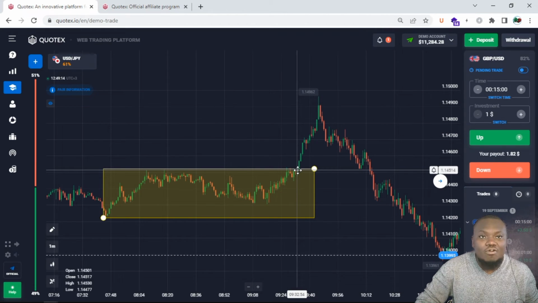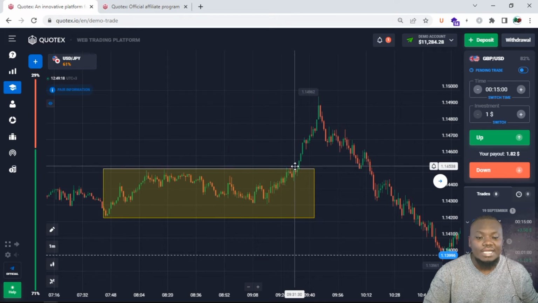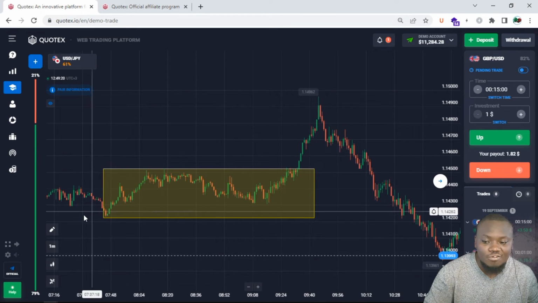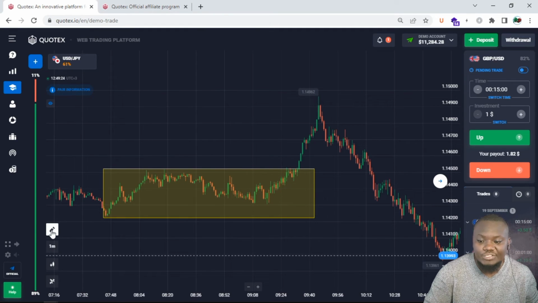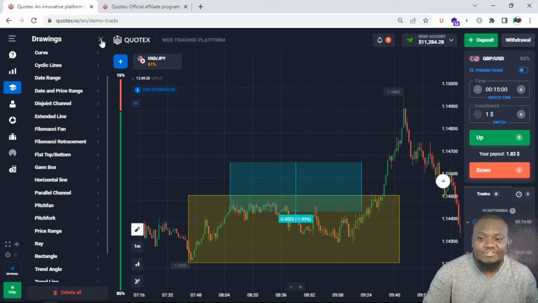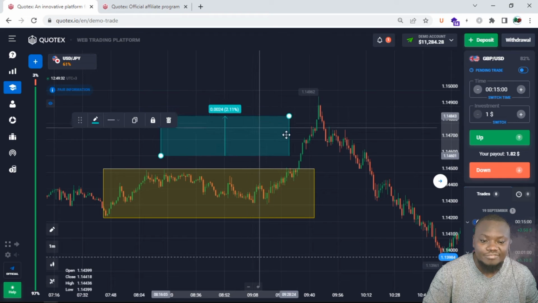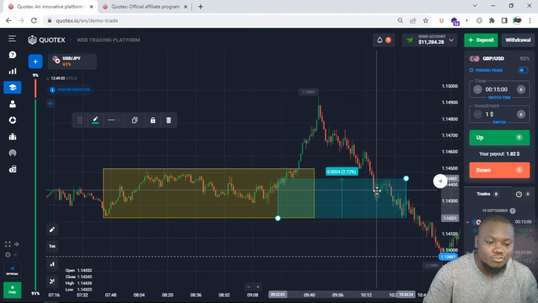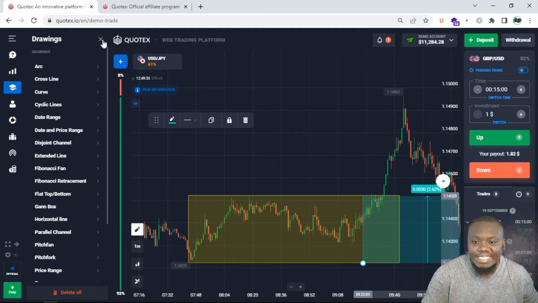But how do you tell how far the price can grow after it has broken out of the resistance or support level? There is a third tool that you need to use to identify that. You can use this tool, known as price range, to identify how far the market is able to go after it breaks out of the support or resistance levels. You can activate it by clicking on the drawing tool button and finding price range.